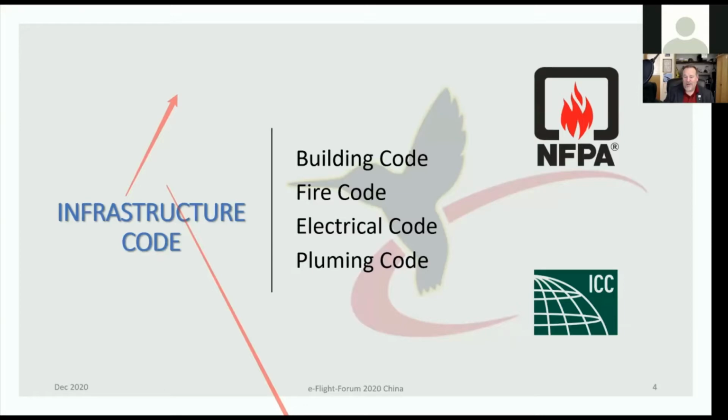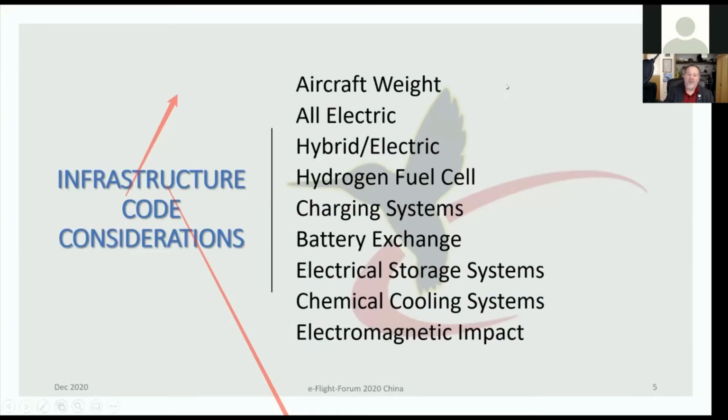Fire code is a very big piece in this, and it will play a major role in how we design our infrastructure. Some of the considerations that we work with in the infrastructure is, what's the aircraft weight? We not only have to design for the static load, but we also have to design for the dynamic impact load. If it's all electric, we have to incorporate all things for the electrical code, to include charging systems. If it's hybrid electric, then we have to take into account fuel and electric. We do very well with the fuel right now, but we still have a lot to do in the space of electric.